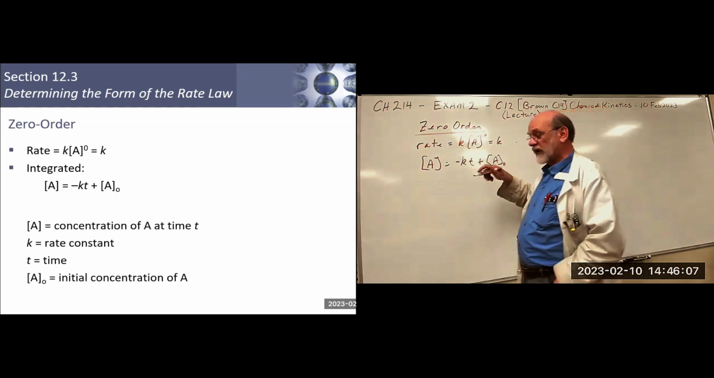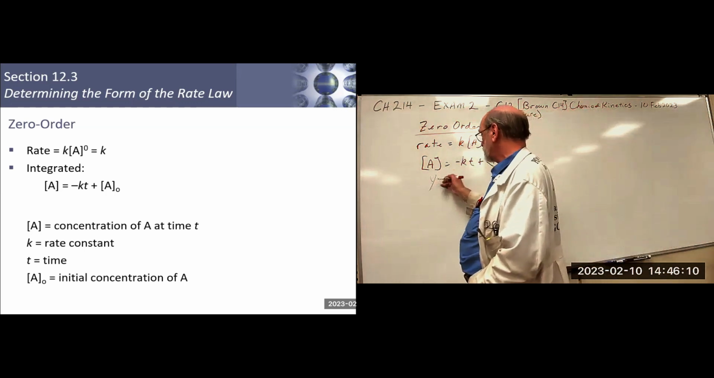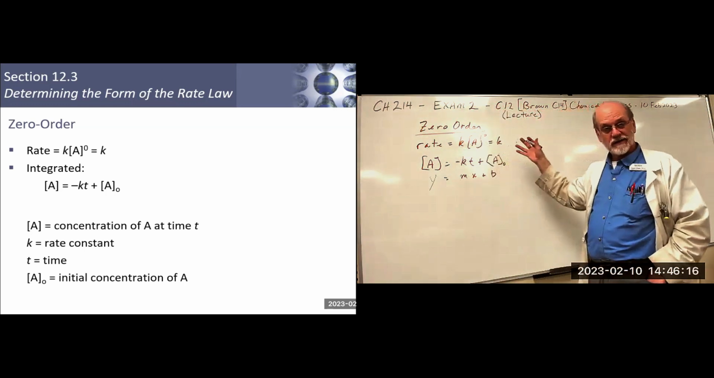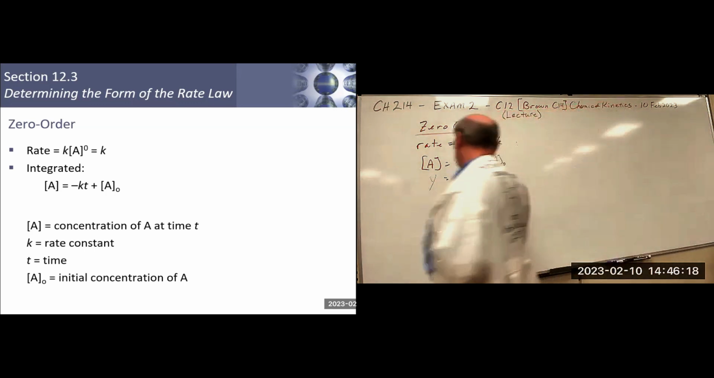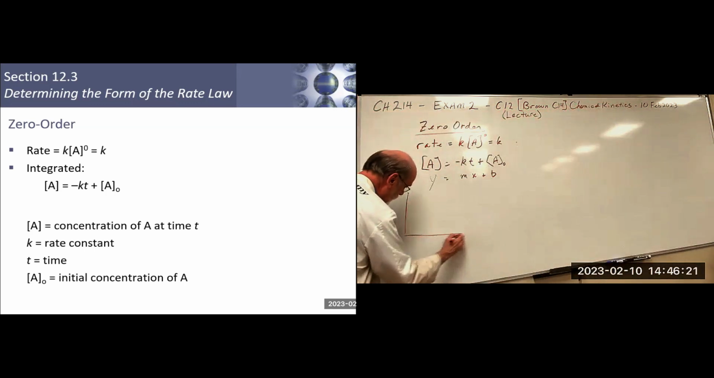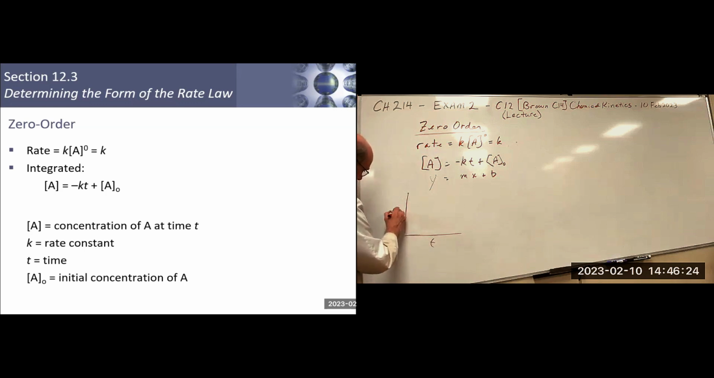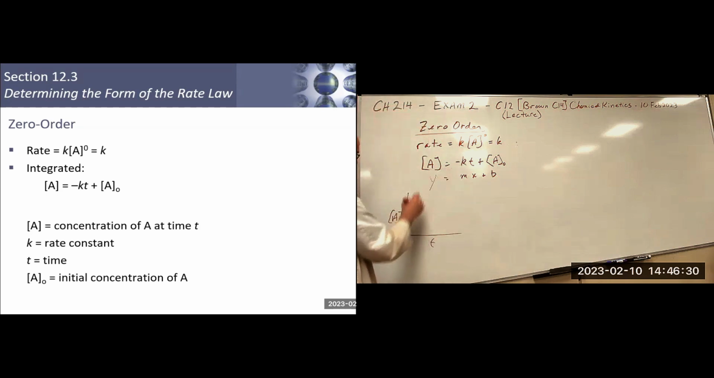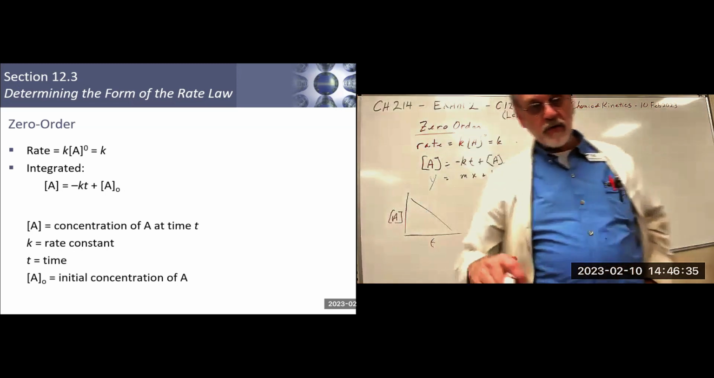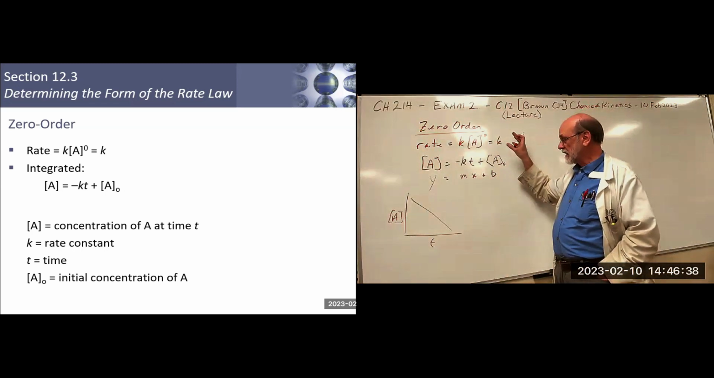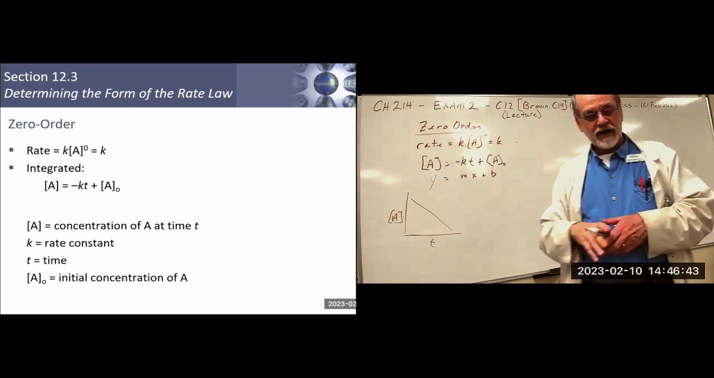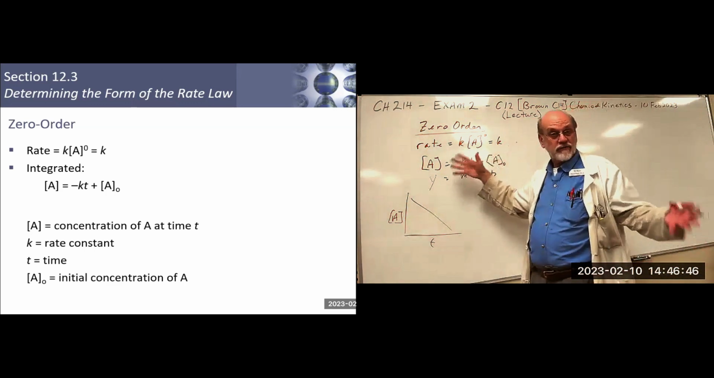And notice what we have here. This is like y equals mx plus b. It's a straight line. So if you plot the raw data here against time, right, you get a negative value in a straight line. So if your reaction order is 0, and you plot the raw data like that, A against time, you'll get a straight line, right? If it's not 0 order, then you'll get a curve of some kind.